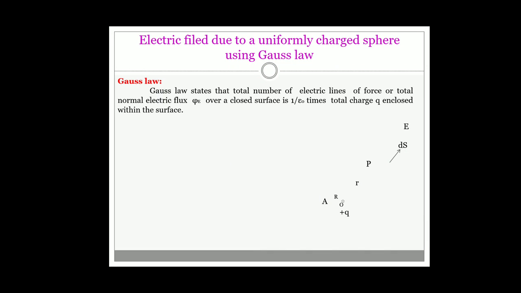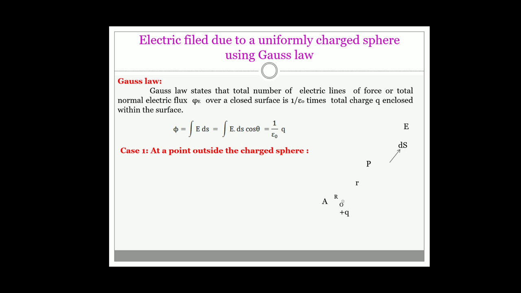We know Gauss law states the total electric lines of force, that is total electric flux over a closed surface, is equal to 1 by epsilon naught times the total charge q enclosed within the surface. So the total flux phi is equal to integration E dot ds, that is equal to integration E ds cos theta, that is equal to q by epsilon naught, where theta is the angle between electric field E and ds.